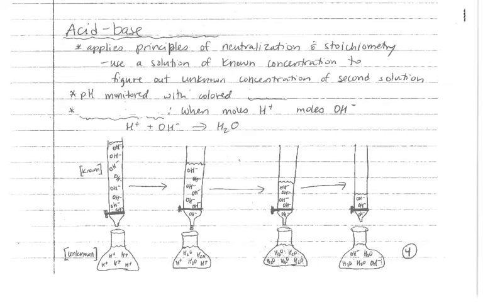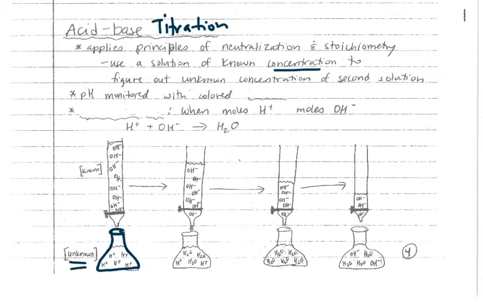So we can use that concept of neutralization, not just to create buffers, but to determine concentrations of unknown acids and bases. And this is a very commonly used technique in chemistry called titration, acid-base titration. This is a technique that uses a solution of known concentration in order to figure out the unknown concentration of a second solution.